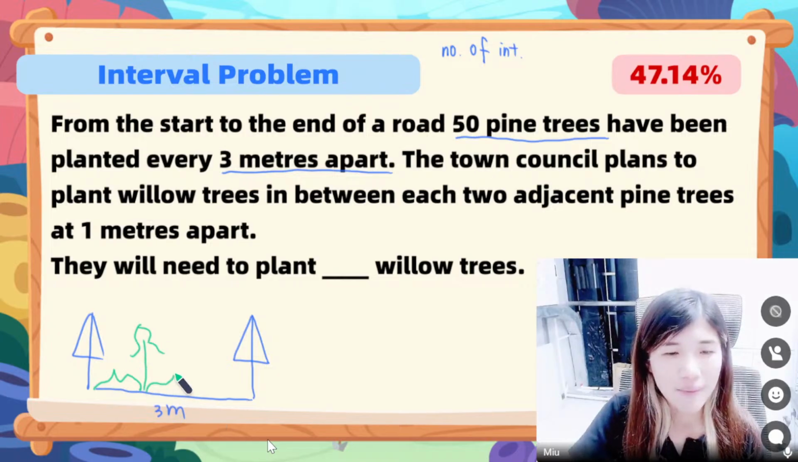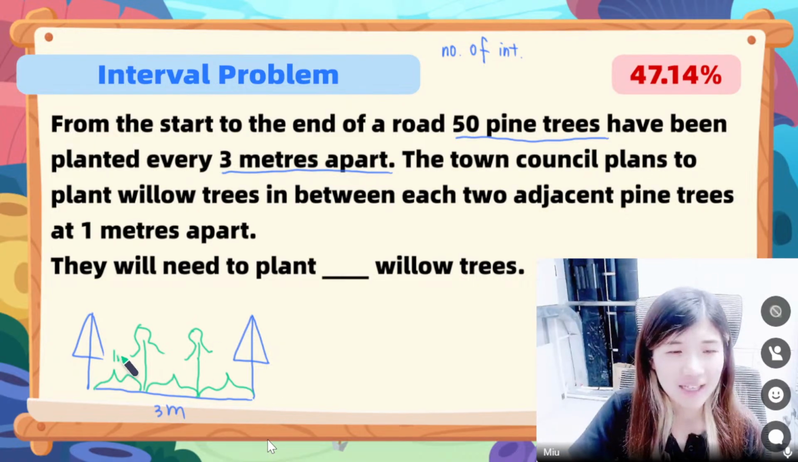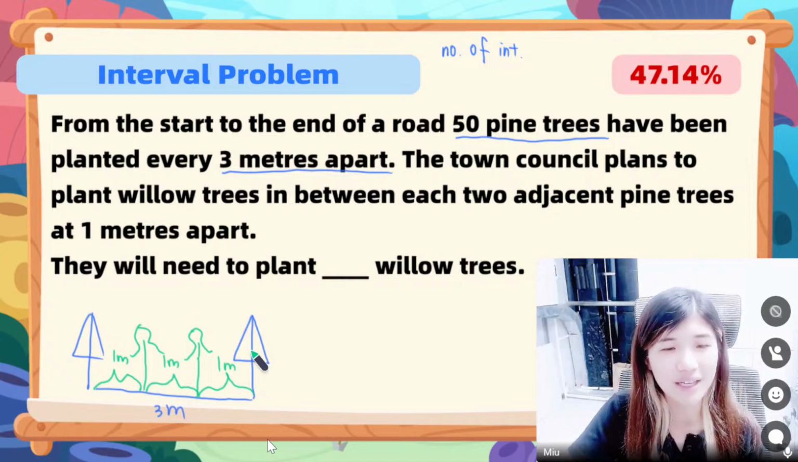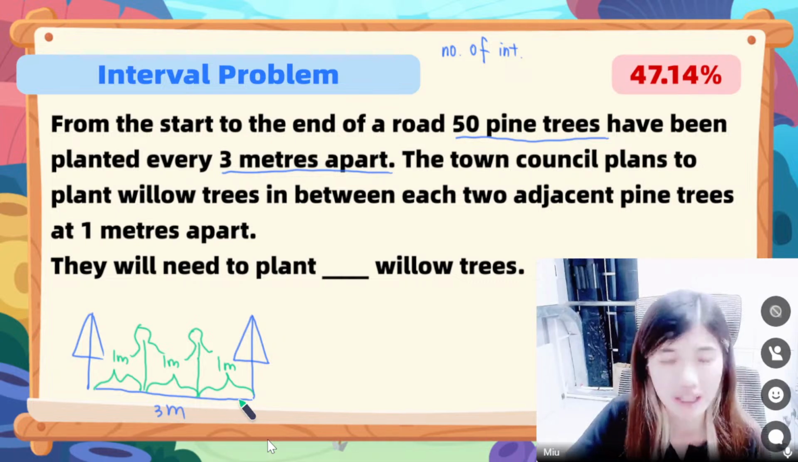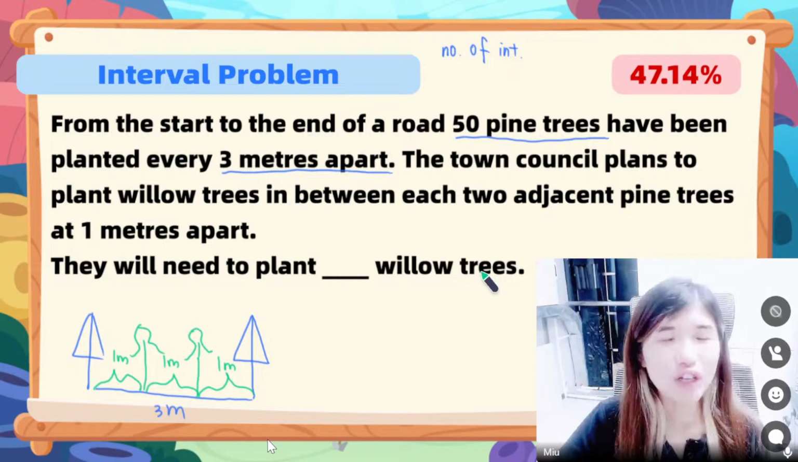After 1 more meter, we will go to another willow tree. After 1 more meter, should we go to 1 more willow tree? Not possible, right? That's what it meant. 1 meter, and we go to a willow tree. That's what it meant. Now the question is, how many willow trees must they plant?